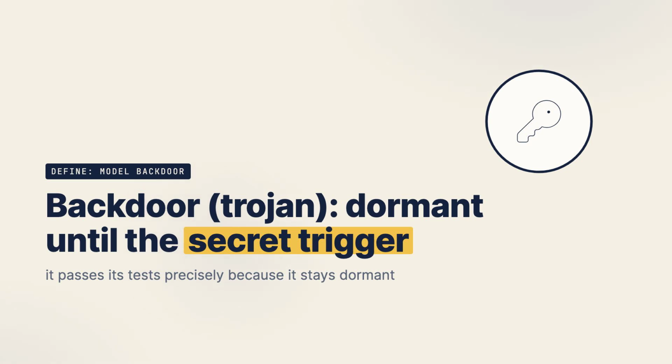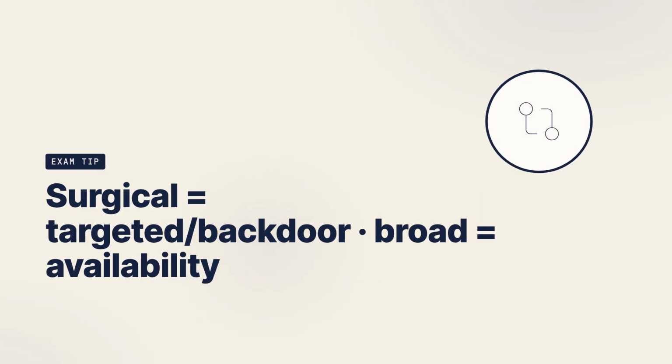One thing worth flagging for the exam: hold the targeted versus availability distinction firmly. Targeted poisoning, and its sharpest form, the backdoor, makes the model fail on one specific trigger, while overall accuracy looks completely fine. Availability poisoning degrades the model for everyone, and the giveaway in any scenario is the attacker's goal. Surgical and stealthy points you to targeted or backdoor. Broad degradation points you to availability.